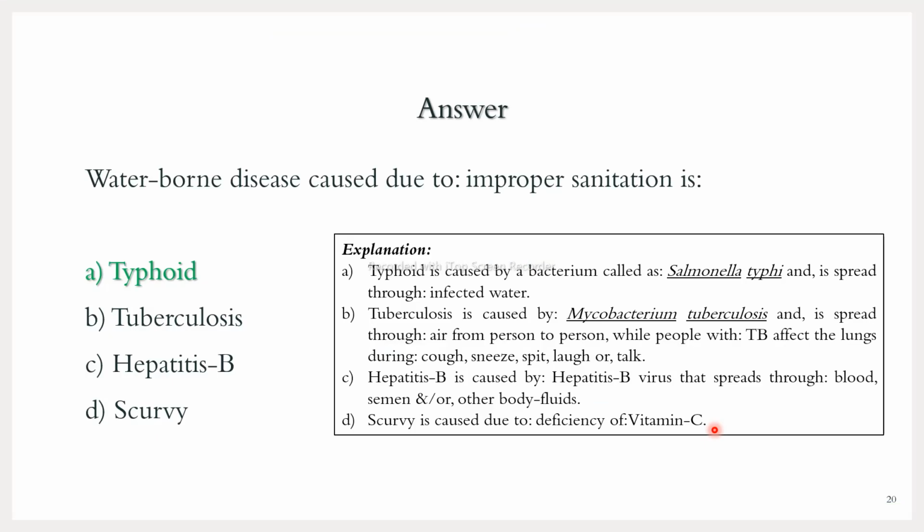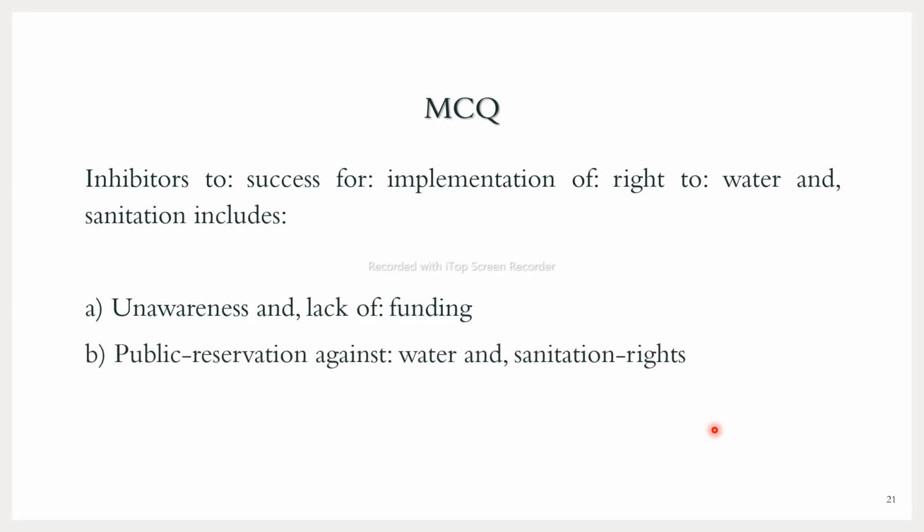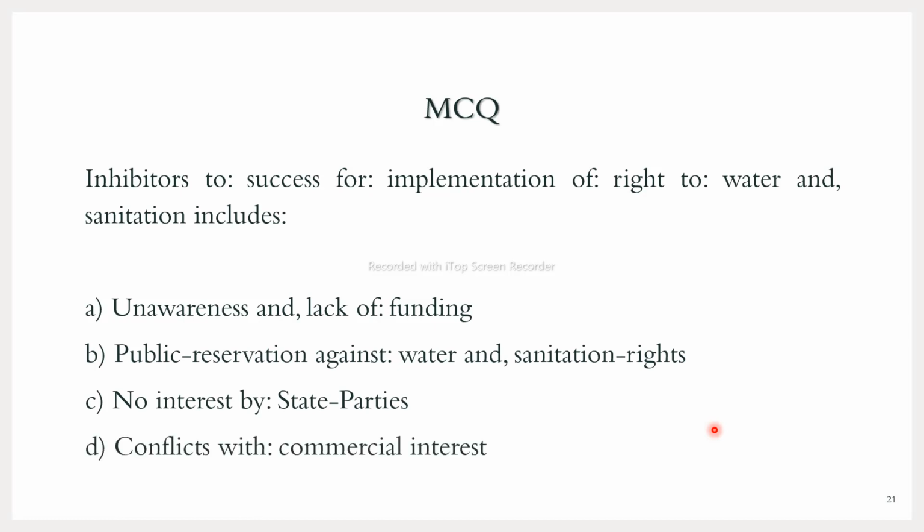Okay. So now next MCQ, single choice answer. Inhibitors to success for implementation of right to water and sanitation include option A, unawareness and lack of funding. Option B, public reservation against water and sanitation rights. Option C, no interest by state parties. Option D, conflicts with commercial interest. Which one of the following can be an inhibitor to success for implementation of right to water and sanitation?